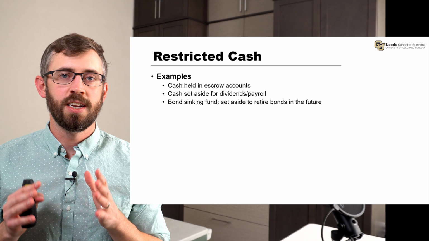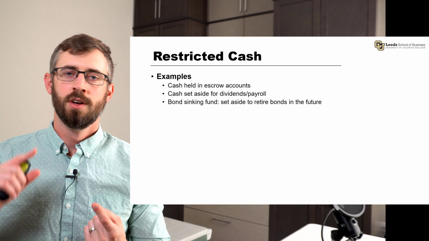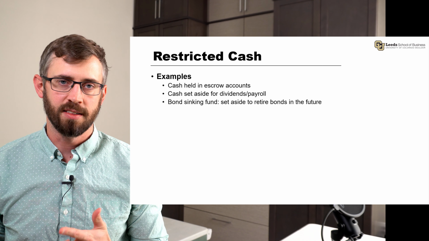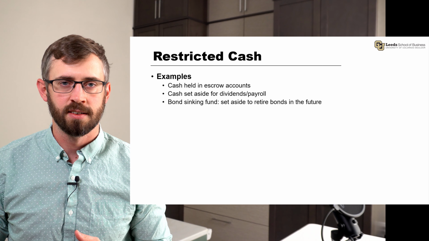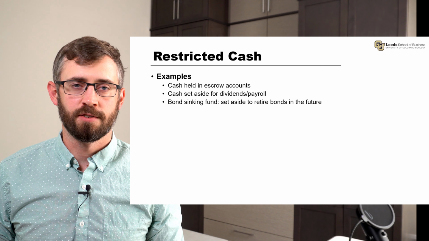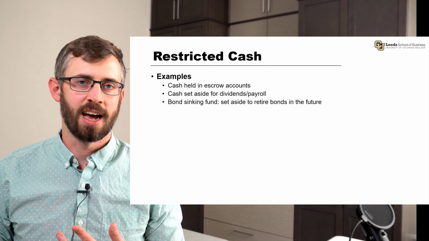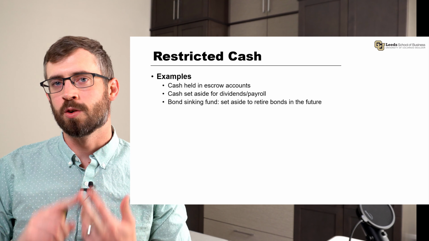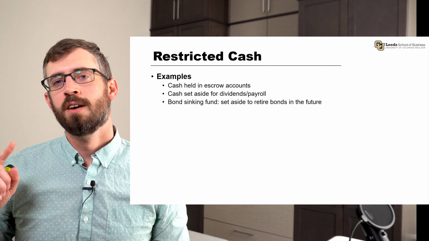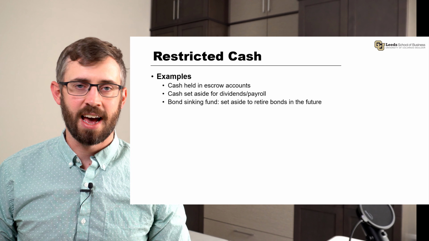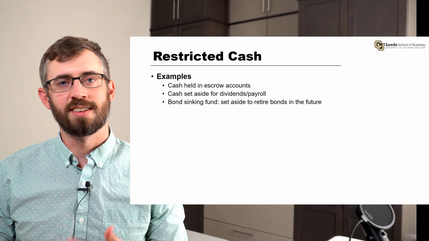Now, there are two things we need to be aware of with reporting cash. We sometimes see restricted cash and we sometimes see compensating balances. So we're going to take a minute to go over these. Now, restricted cash could come in a few different varieties. It could be cash held in some sort of escrow account. It could be cash set aside for payroll liabilities or workers' comp liabilities. It could be cash set aside for a bond sinking fund. So if you need a big pile of cash to pay off your bonds, you might start setting that aside early on.